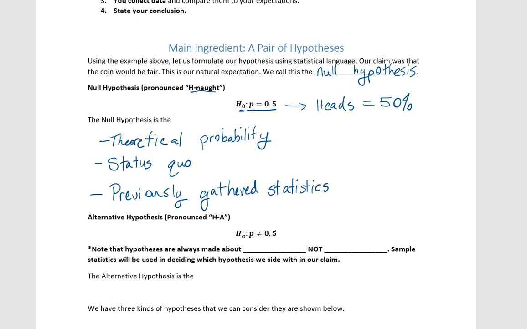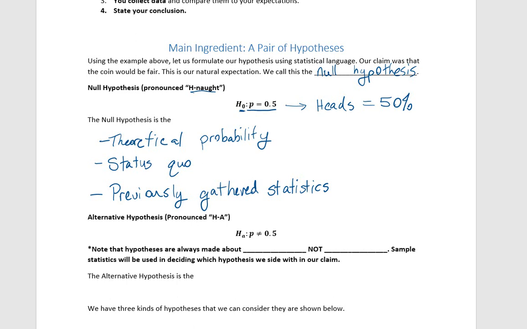So let me give you an idea of what status quo could be. So status quo could be that we expect the population to be made up of 50% men and 50% women. That's the status quo. That's what we've been led to believe. But maybe that's not true. Maybe there are things that are affecting that, like war or some sort of disease that affects one gender versus the other.